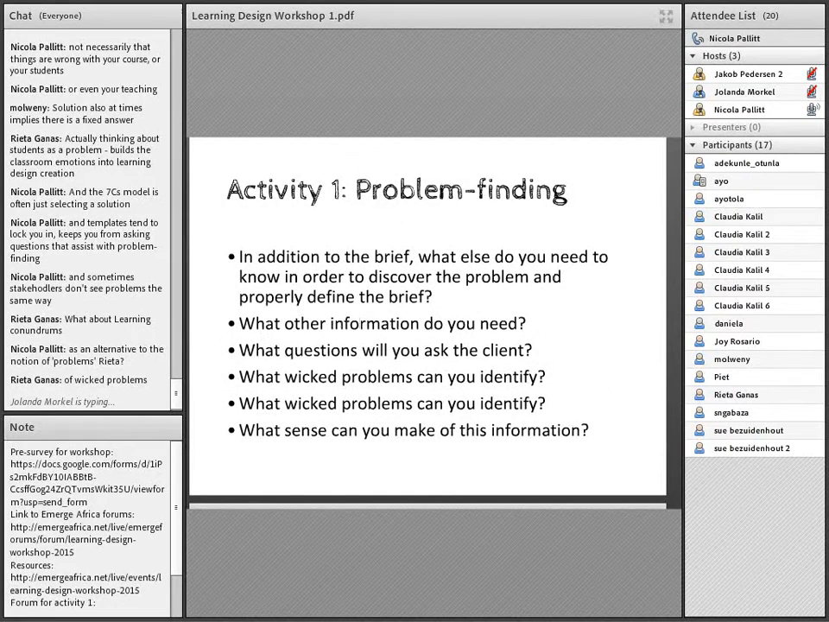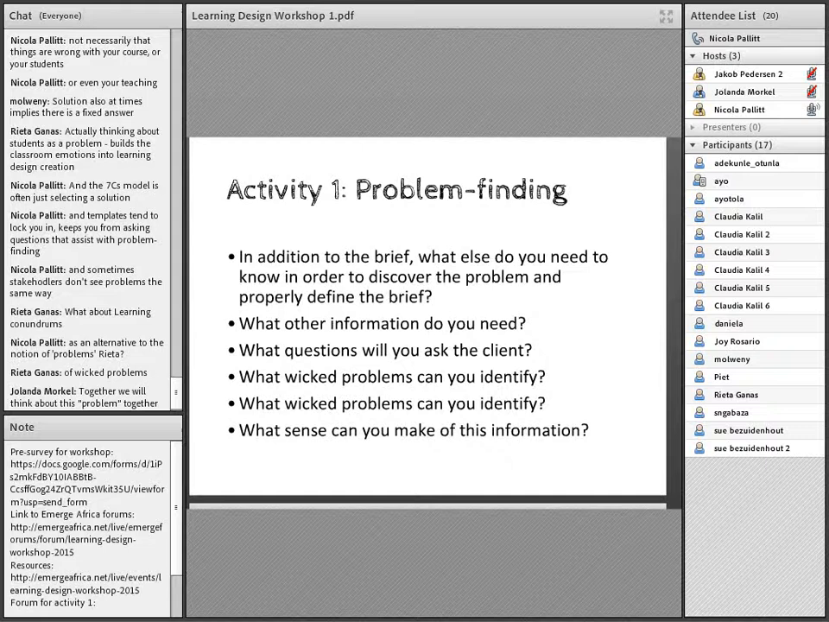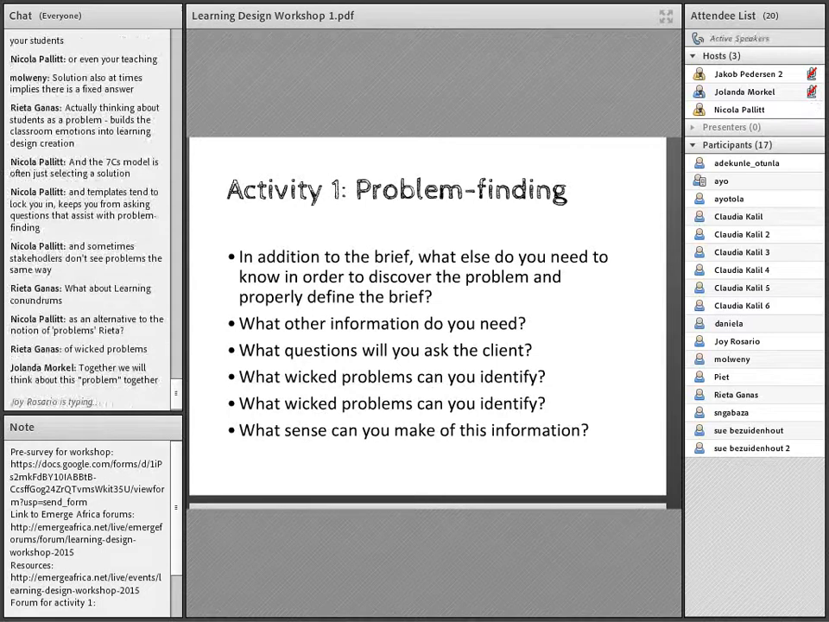So in addition to this, we're going to talk about activity one. In addition to this brief, what else do we need to know in order to discover the problem and properly define this brief? We'd love for you guys to ask questions about what other information you need. What are the things that you'd ask the clients? What are some of the wicked problems that you can identify? Okay, sorry that's there twice. I don't know why. And then how do we make sense of this information?